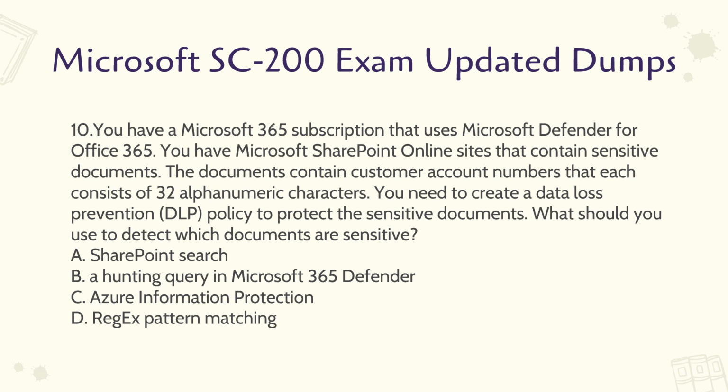10. You have a Microsoft 365 subscription that uses Microsoft Defender for Office 365. You have Microsoft SharePoint Online sites that contain sensitive documents. The documents contain customer account numbers that each consist of 32 alphanumeric characters. You need to create a data loss prevention (DLP) policy to protect the sensitive documents. What should you use to detect which documents are sensitive? A. SharePoint search. B. A hunting query in Microsoft 365 Defender. C. Azure Information Protection. D. Regex pattern matching.